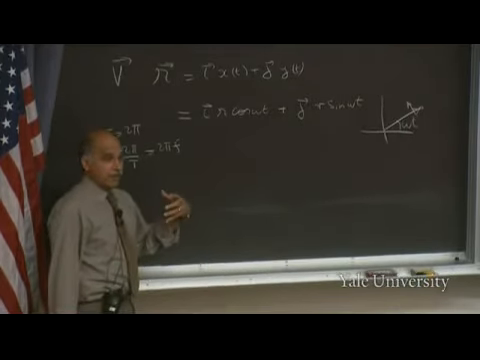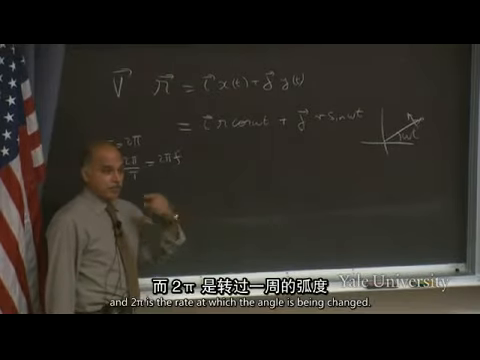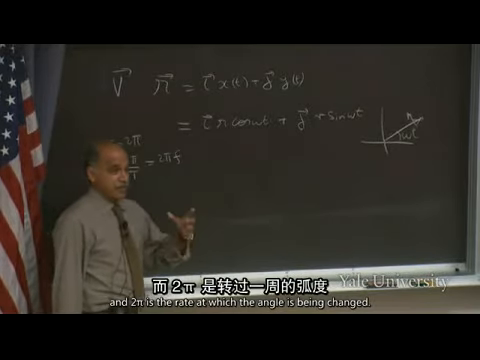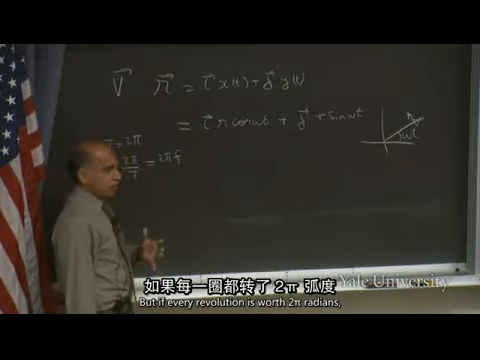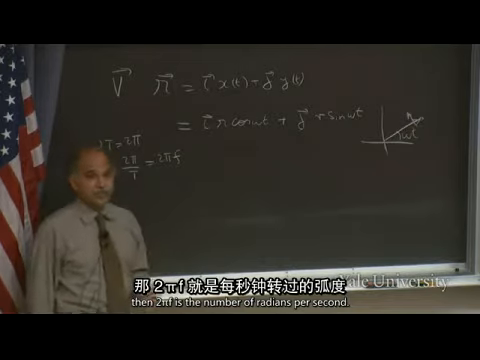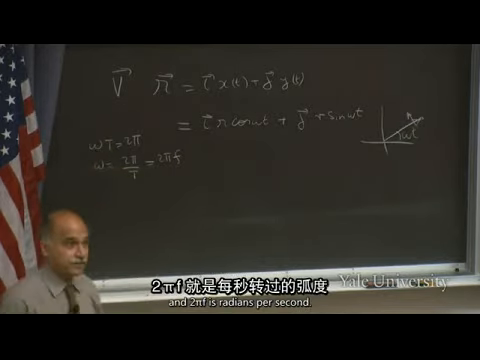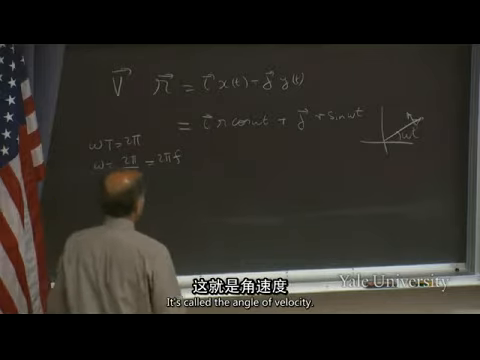Why is that? Frequency is how many times you go around, and 2 pi is the rate at which the angle is being changed. But if every revolution is worth 2 pi radians, then 2 pi f is the number of radians per second. So f is revolutions per second, and 2 pi f is radians per second. And it's called the angular velocity.